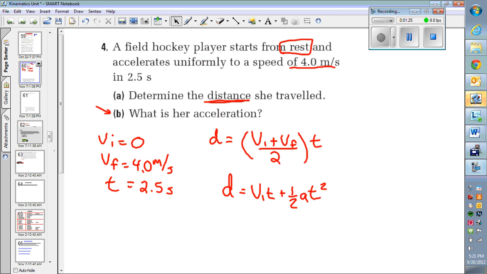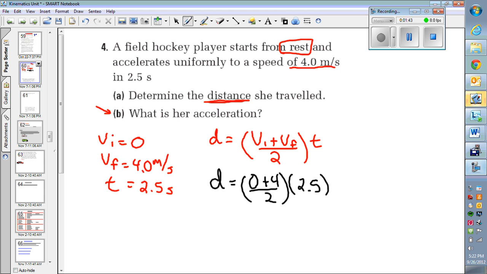But we could just proceed in a fairly linear fashion and solve using the distance as (VI plus VF) over 2 times the time. So that would leave us that the distance is (0 plus 4) over 2, then times 2.5. So that gives us a pretty clear answer of 5 meters when you work that one out. So the distance traveled is 5 meters.